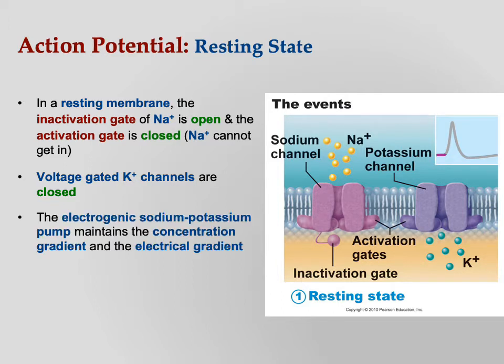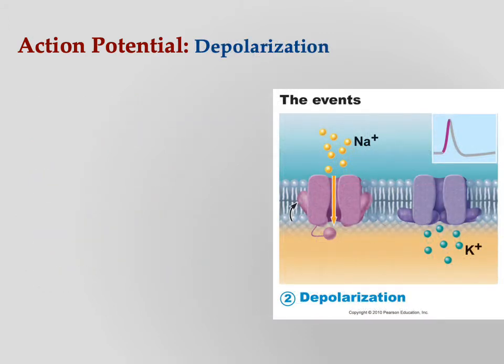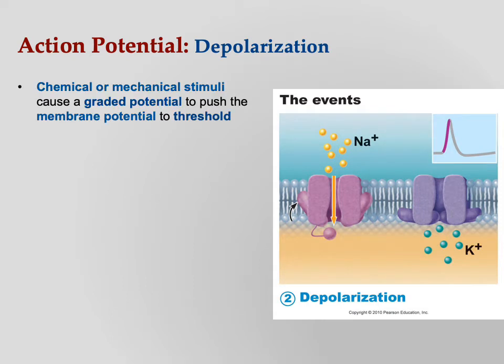So the sodium-potassium pump has pumped the sodiums out, the potassium's in. We have both the concentration and the electrical gradients. The resting membrane potential is at -70 millivolts, okay? So you can see in the upper right corner of that graph, we're still where it's dark. We're in the dark portion of the graph. We're at the resting membrane potential, okay? What happens next? Depolarization. So they kind of leave out the step that comes next. That's where the graded potentials push us to threshold.